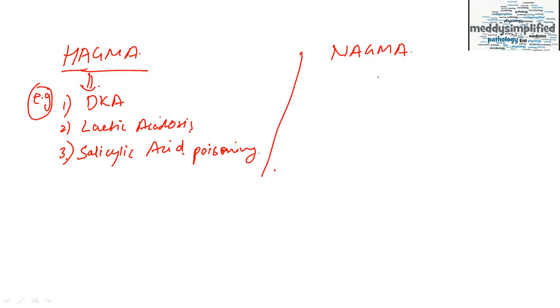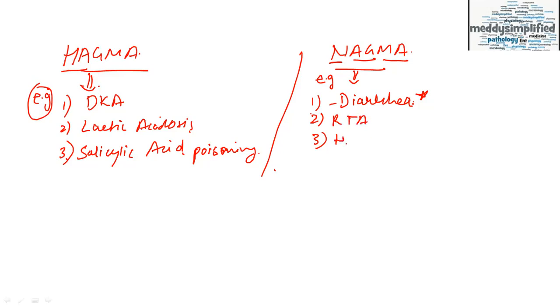Okay, and for NAGMA, that is normal anion gap metabolic acidosis. Once again, we have three examples which are important to remember. One is diarrhea, which is commonly asked in exam. Okay, so I'm marking a star. Then road traffic accident, RTA, and hypoaldosteronism. Hypoaldosteronism.